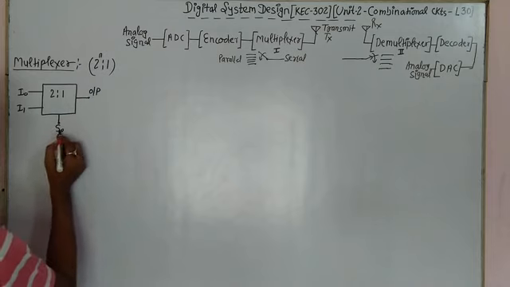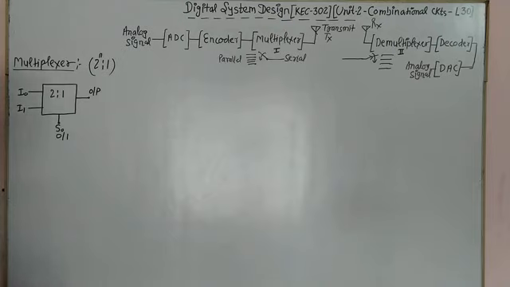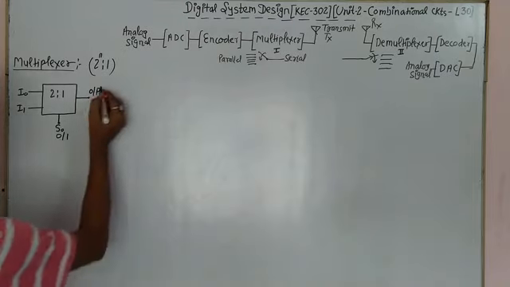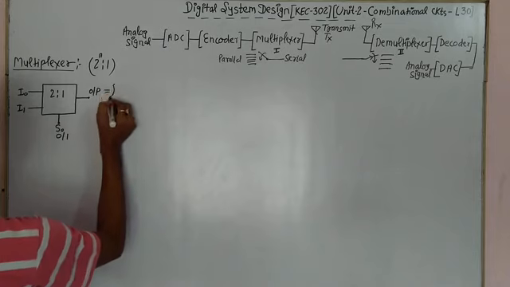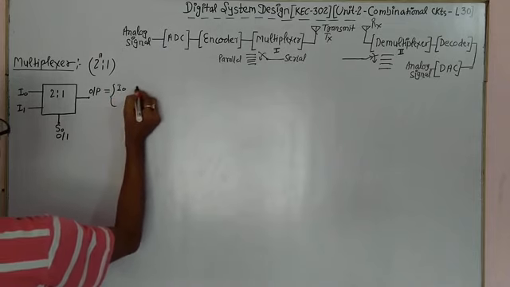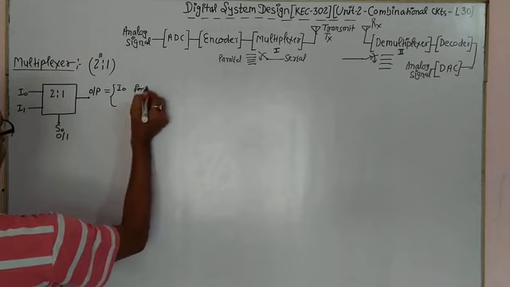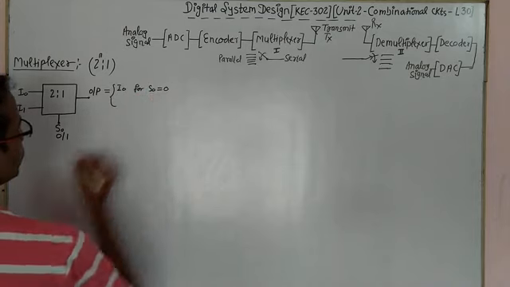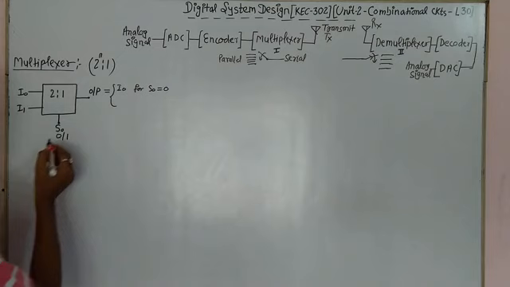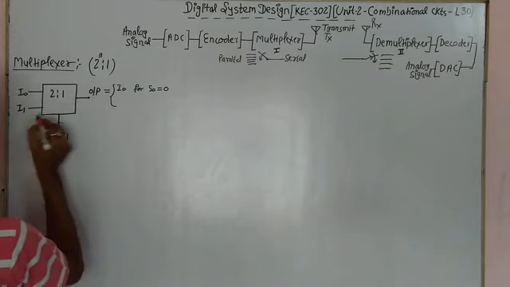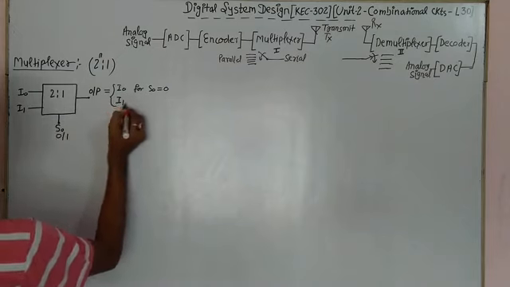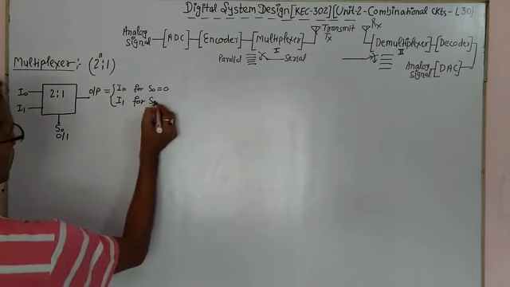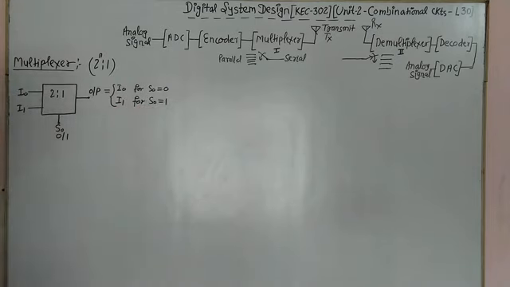The value of S0 may be 0 or 1. If S0 is 0, then at the output you will get I0. When S0 is equal to 1, then the output will be I1. In this way, this multiplexer will work.